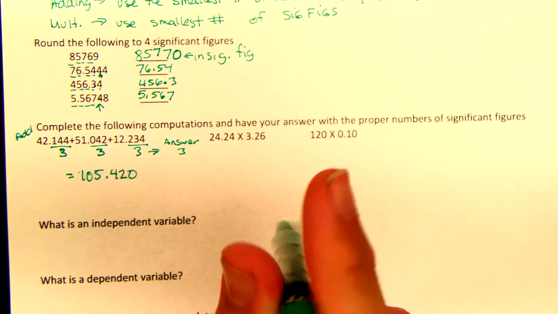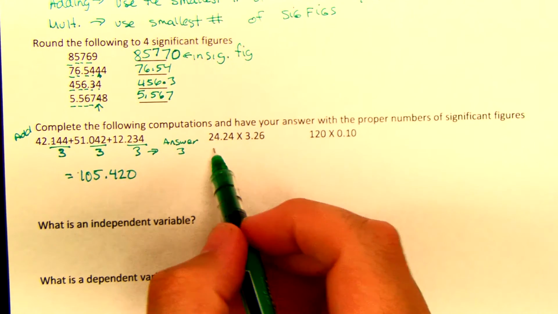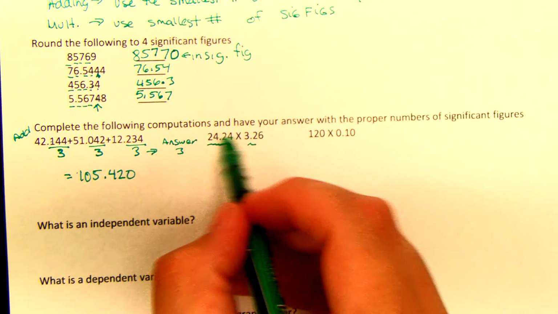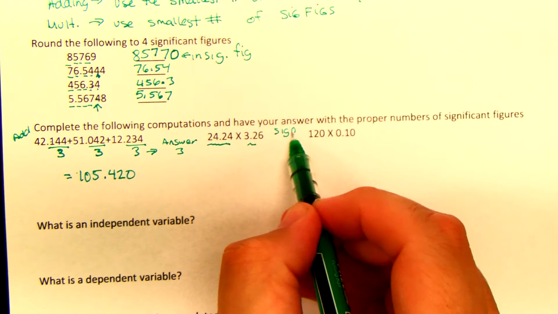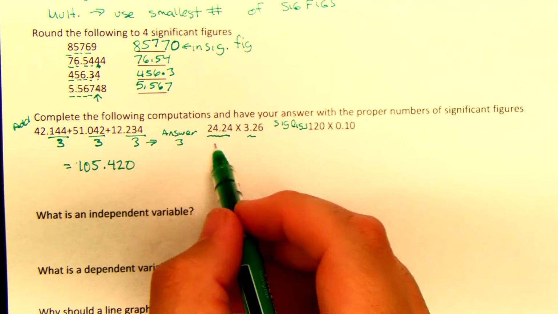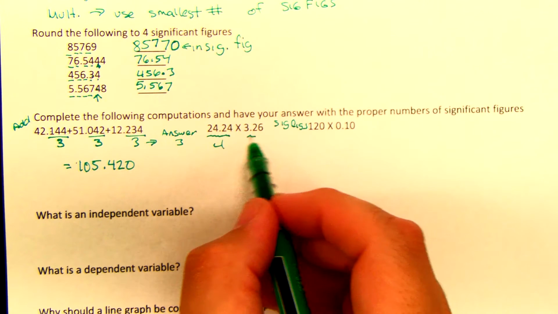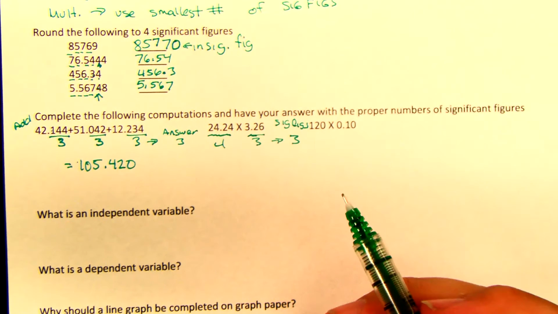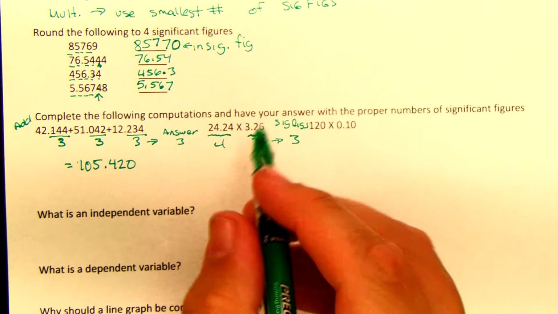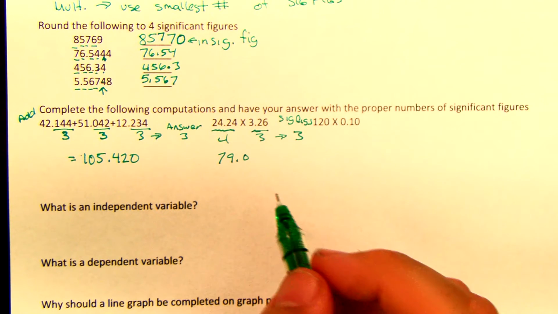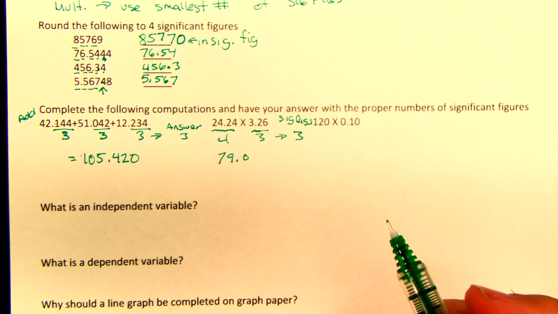All right. Now the next one is multiplication. So we're talking sig figs here. How many sig figs in 24.24? 4. There's 4. How many in 3.26? 3. How many in my answer? 3. Anybody know what the answer is? 79.0. It was 79.02 or something like that, and the 2 will just round the 0 down.